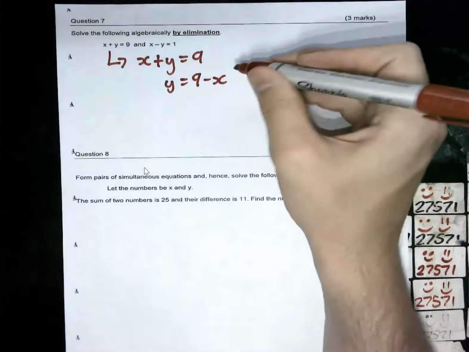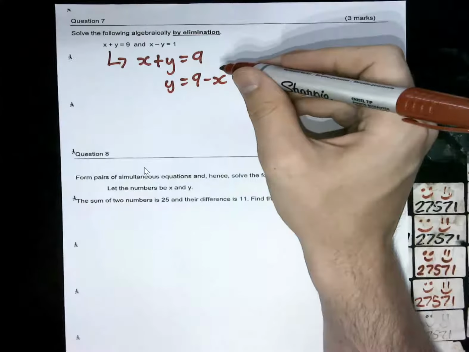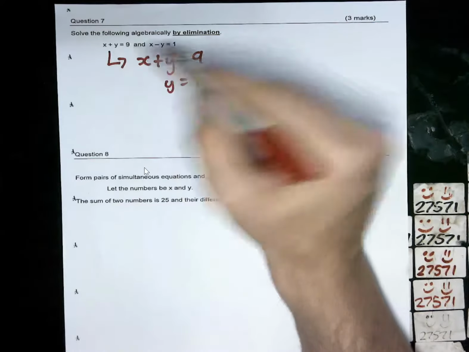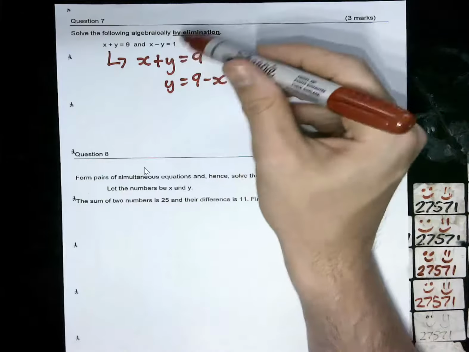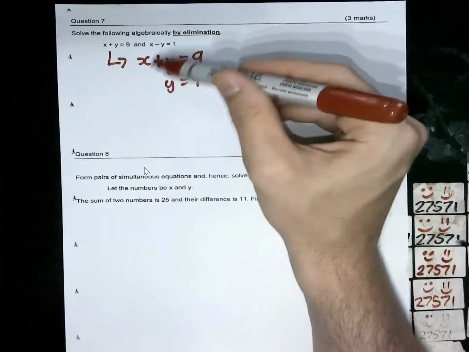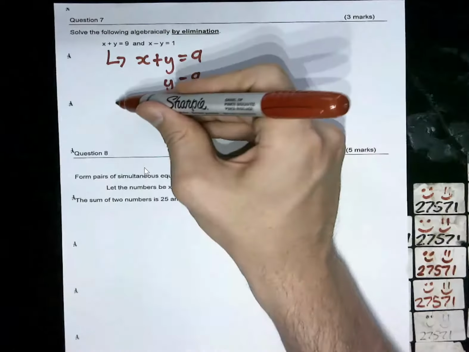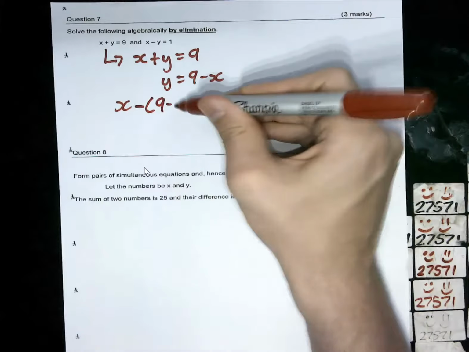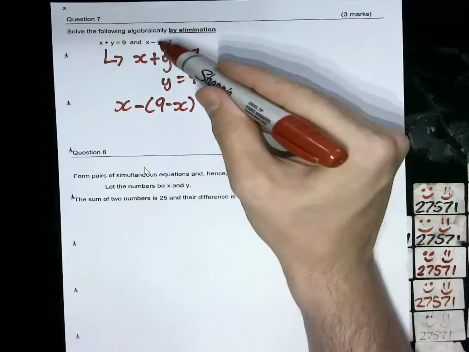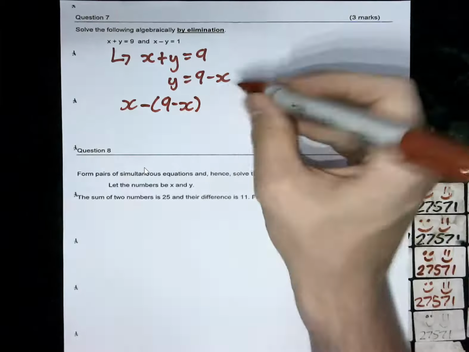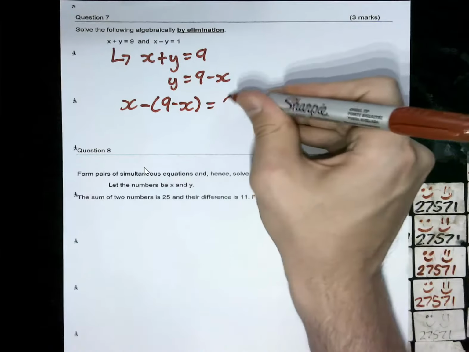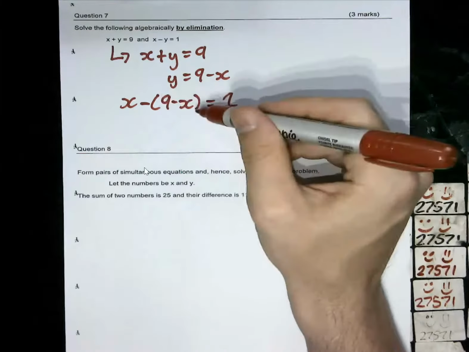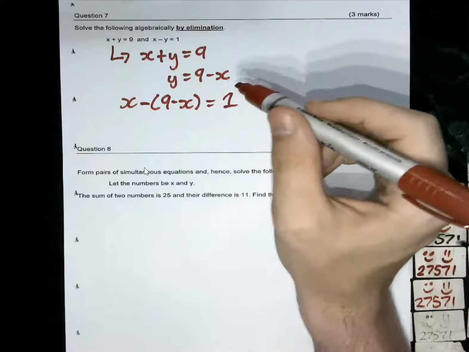Cool. Alright, now this one here, we could use this first one, that would be fine. But it's better we use the other one. So x minus y equals 1. And instead we write x minus (9 minus x), because it's taking away y, and we've already written down a different way to represent y, equals 1.